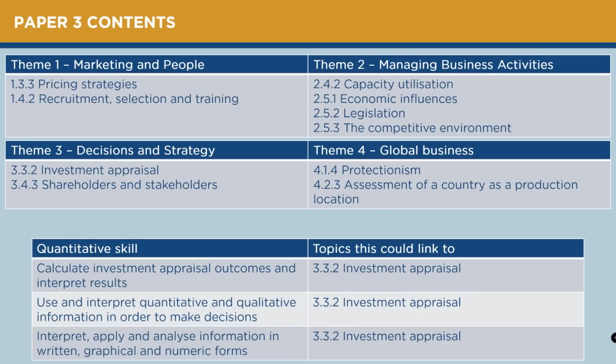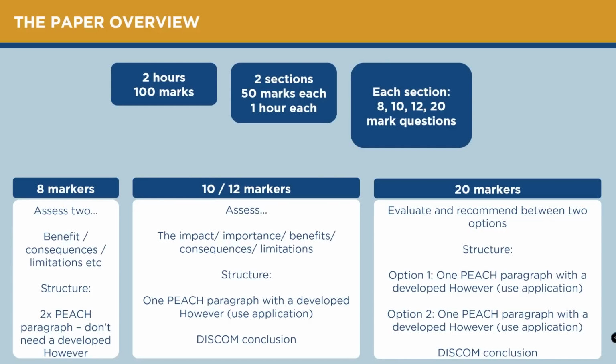Now, we'll talk about this in a few slides' time, but one of the big differences in Paper 3, aside from the pre-release, is that you don't have any 4-mark calculation questions. So you will have to do calculations as part of an essay, and all of the information in the quantitative skills suggests that that's going to be an investment appraisal calculation. So you need to be prepared for that.